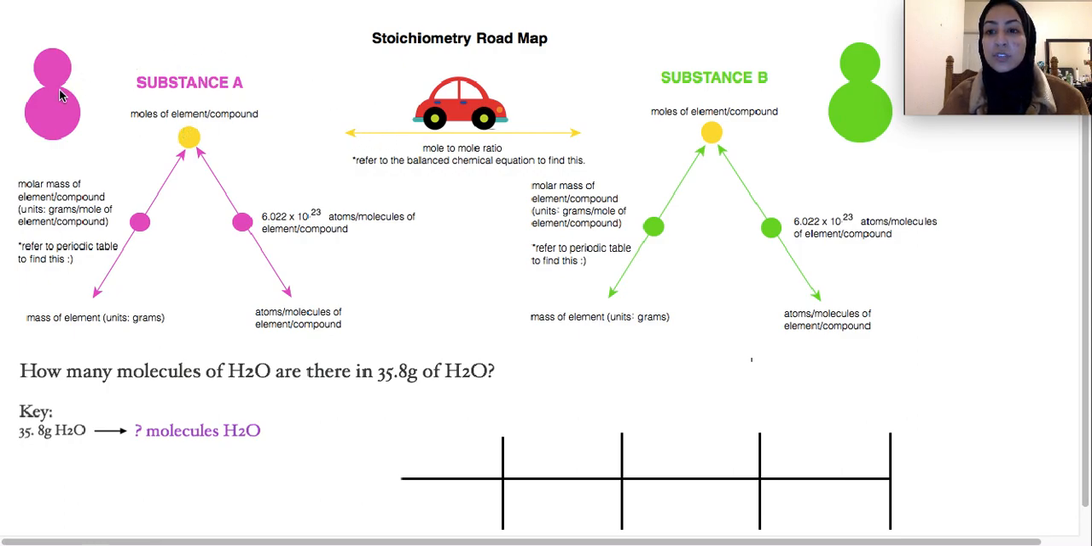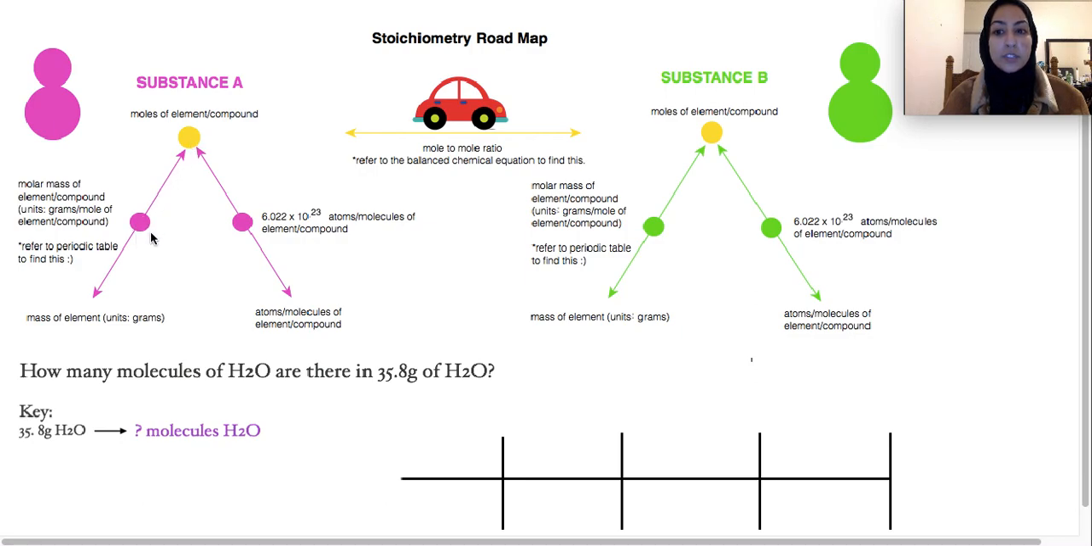All right, so let's first visit the details of substance A. Substance A has mass of element, molar mass, moles, molecules, and atoms or molecules. Okay, so what does that mean? Well, let's say a problem gives me 3 grams of aluminum, for example. So my unit is grams, so I know this is mass. And it wants me to convert 3 grams of aluminum to moles of aluminum. So I would start here. I would go ahead and work my way up to this yellow dot.